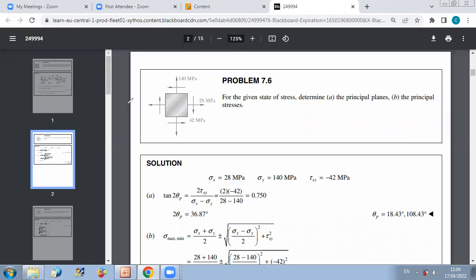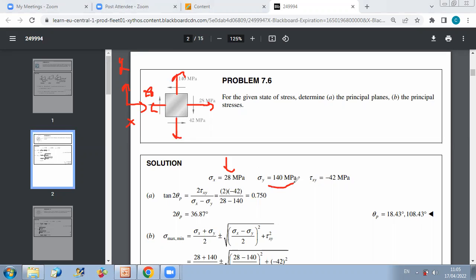If I call this x and this y, I have that sigma x is plus 28 because it's tension. Whenever normal stress causes tension it is positive, and it is negative when it causes compression. So sigma x is plus 28. So this is 28 and this is 28. Sigma y is plus 140.